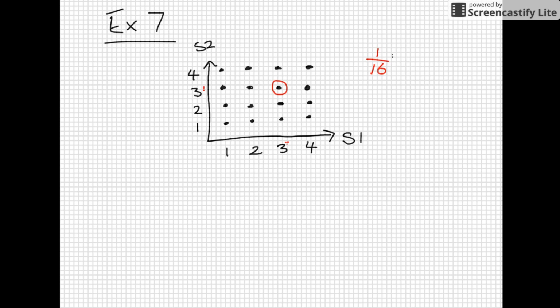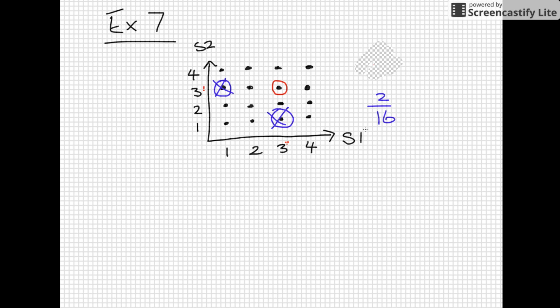Okay, next bit. Let's erase that. The next question is what's the probability of getting a 3 and a 1? Well, I can have a look. Here's one way to get a 3 and a 1, and here's another way to get a 3 and a 1. So what we need to do now is work out this probability. We've got 2 different ways of getting that out of 16, so 2 out of 16.